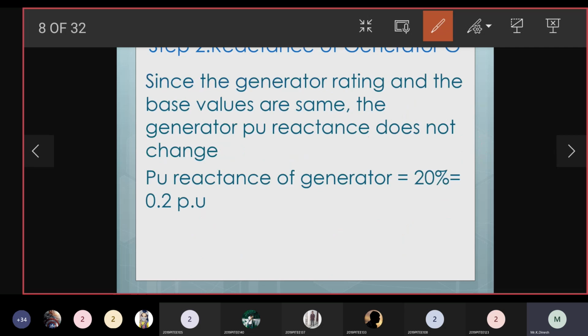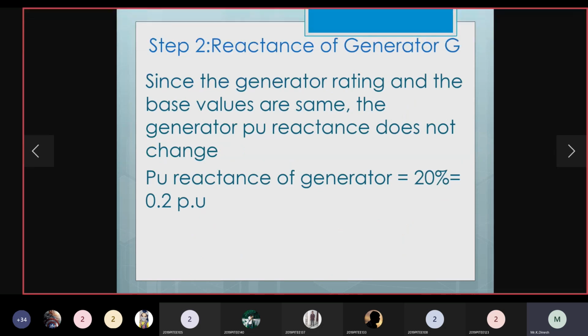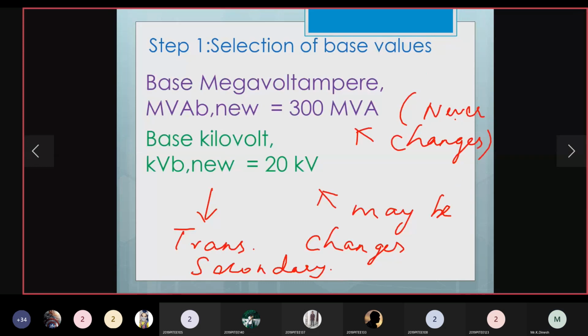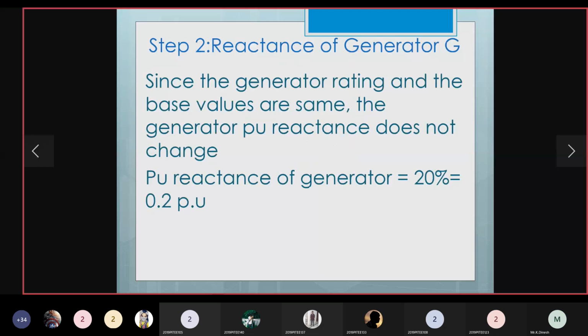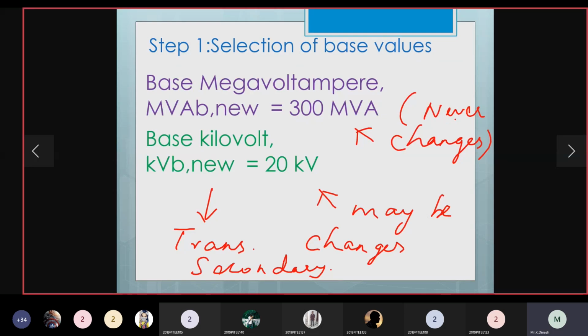In step number 2, we are starting from the generator. We are calculating the generator's per unit reactance. So the reactance of generator G: the base values, that is the previous step values, and the generator rating are both the same. So the reactance of the generator doesn't change. So X per unit new equals, for the generator, 0.2 per unit again.